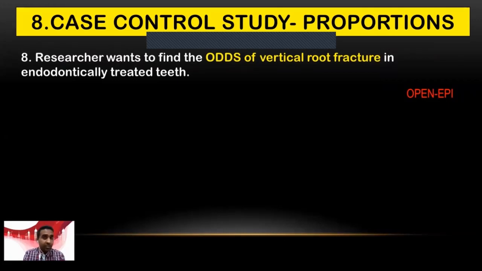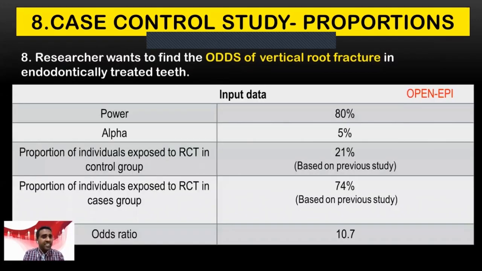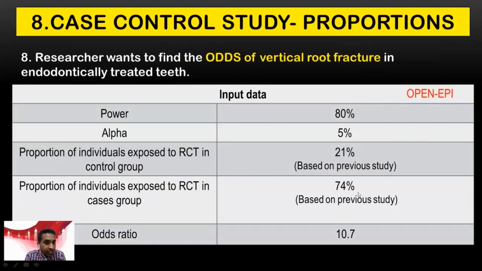This is a case-control study based upon proportions. What is the case here? Case is VRF. What is the control here? Patients who do not have vertical root fractures. Now, based upon the previous study, they found that the proportion of patients exposed to root canal treatment in the control group, which is the no VRF group, is 21%, whereas the proportion of patients exposed to root canal treatment in the VRF group is 74%.